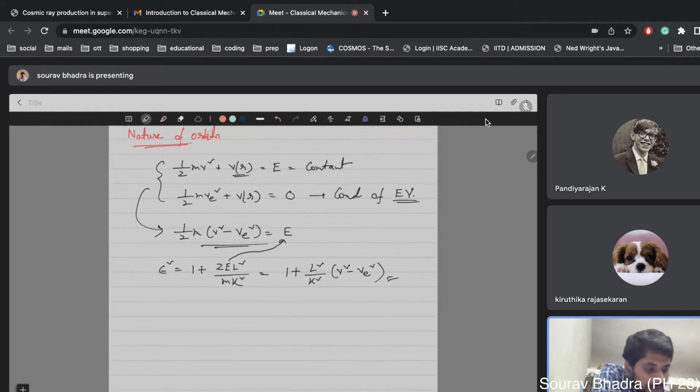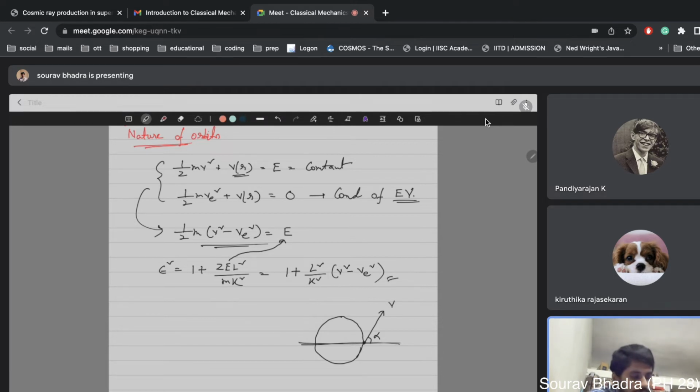Now let us draw the picture. Suppose it is the earth or whatever. Now we are throwing the particle from this position in this direction, which is making an angle alpha, and it is the velocity v. Note that I am not writing v_e in this picture, I am not saying that I am throwing the particle with escape velocity, I am just throwing the particle with v.